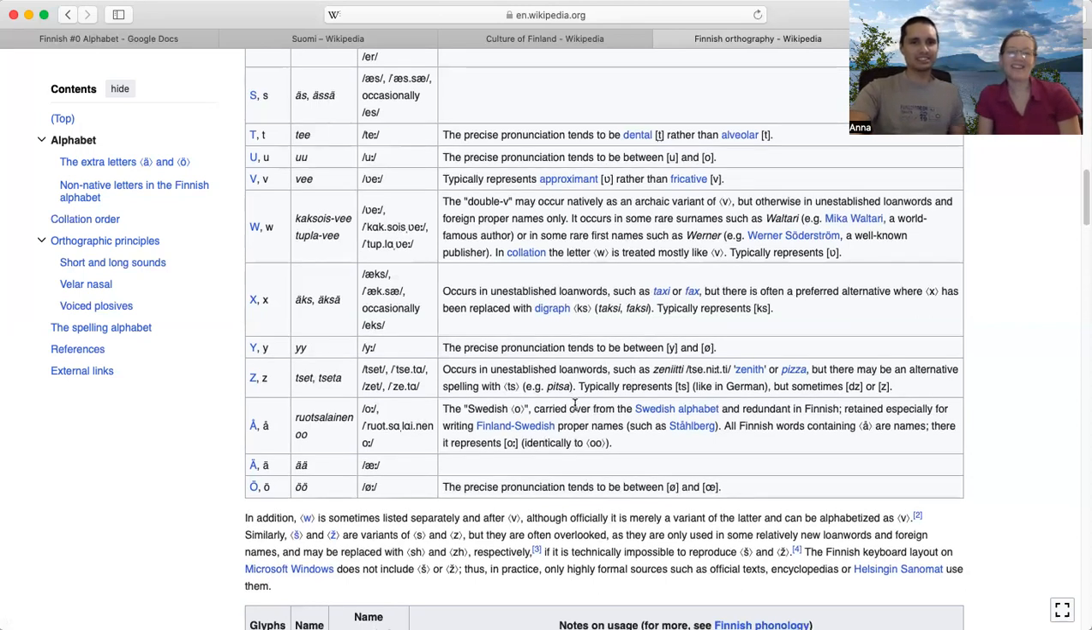Z, Z or Zeta. Quite a tricky letter for Finnish speakers. You never know if it's z or s. We don't have many words with Z. They're all loan words, and Finnish speakers can pronounce it like z or like s. It's totally random. Just pronounce as you know.